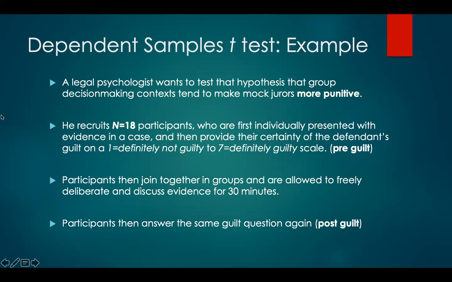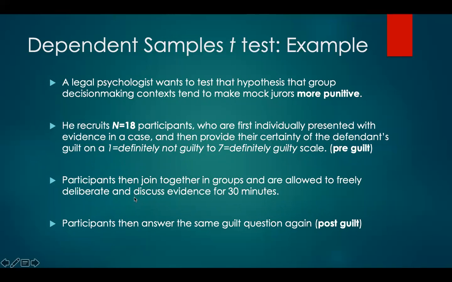So here's an example. A legal psychologist wants to test the hypothesis that group decision-making contexts tend to make mock jurors more punitive. So he recruits N equals 18 participants who are first individually presented with evidence in a case and then provide their certainty of the defendant's guilt on a 1 (definitely not guilty) to 7 (definitely guilty) scale. And that's the pre-guilt measure.